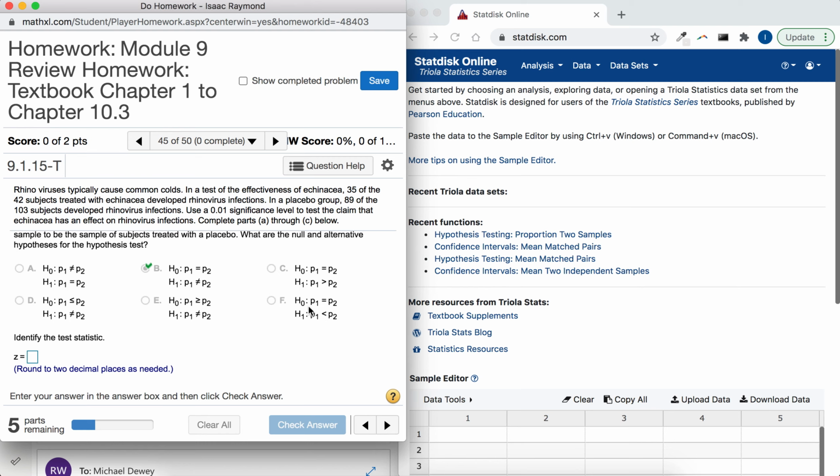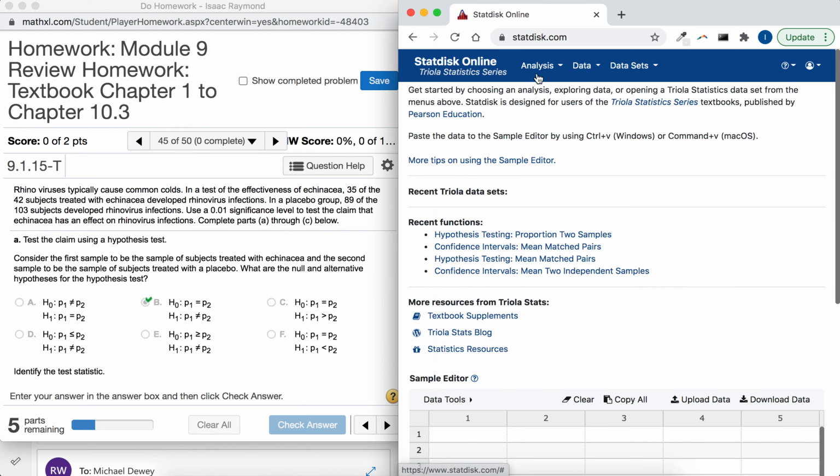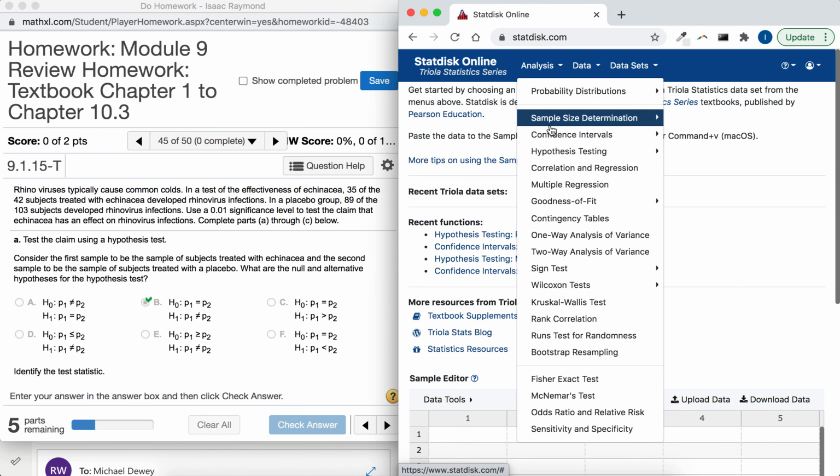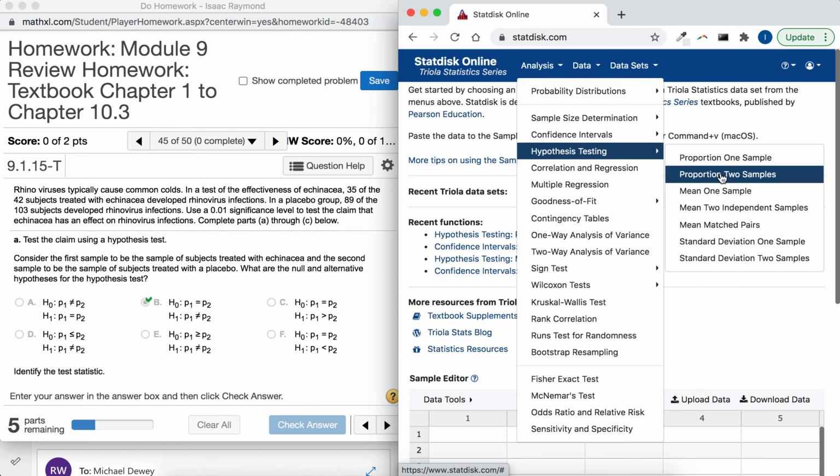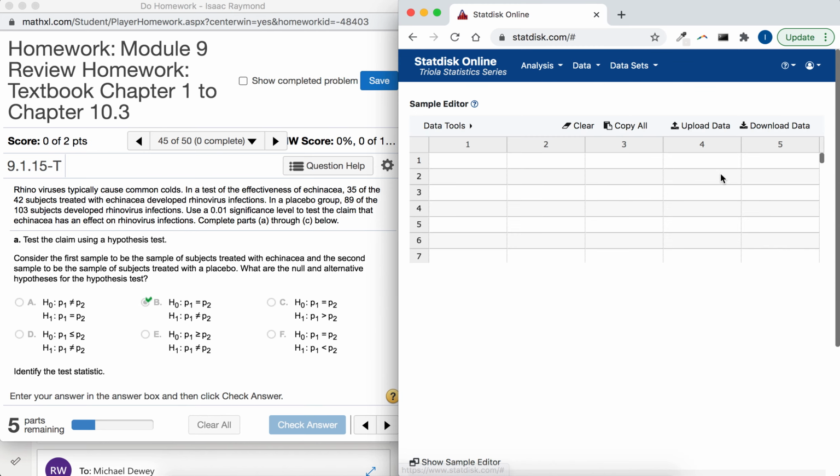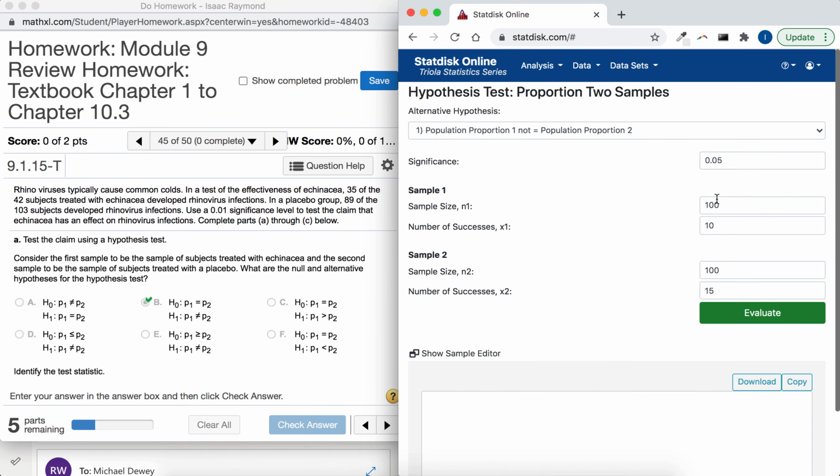Test statistic: we're going to go over to statdisc.com, analysis, where it's a hypothesis test that we're doing, and it's two samples. It's a proportion with two samples. And so you just type your information here. The first group that they list has 45 subjects, and the number of successes is 35.